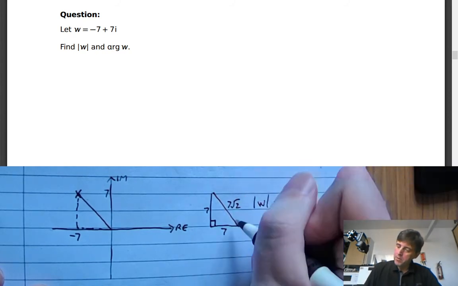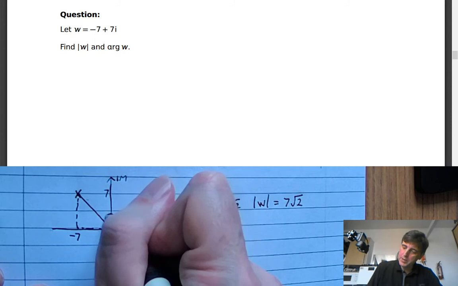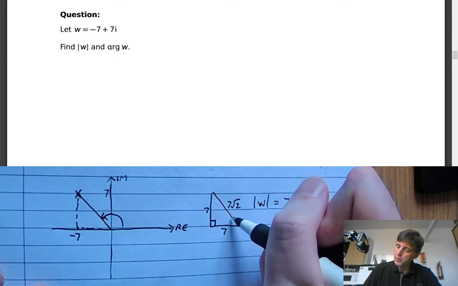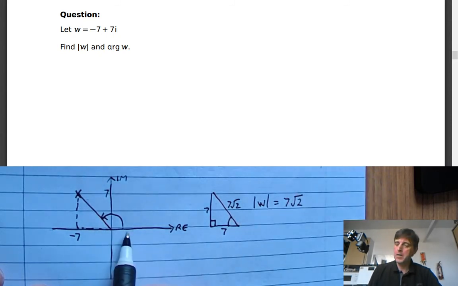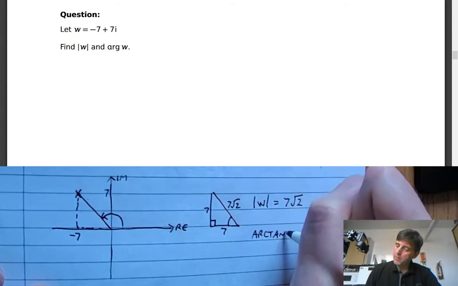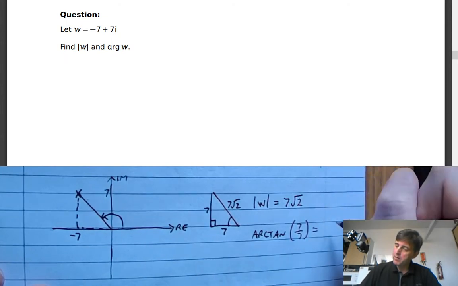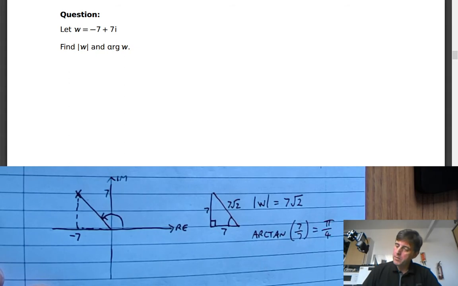And the argument of the complex number is this angle, which takes us from the positive real axis around here. Now the way I'm going to work that out is I think I'll use trigonometry to work out that angle and then subtract it from pi. So this angle here, I'm looking at inverse tan of opposite over adjacent, so 7 over 7. So that's going to be pi over 4 in radians. So the argument of the complex number w is going to be pi minus that pi over 4, which is going to be 3 pi over 4.